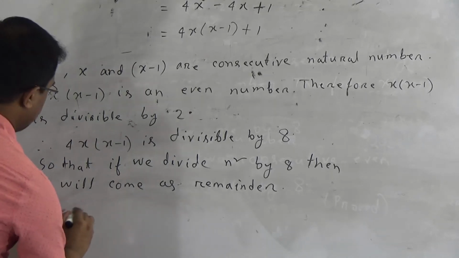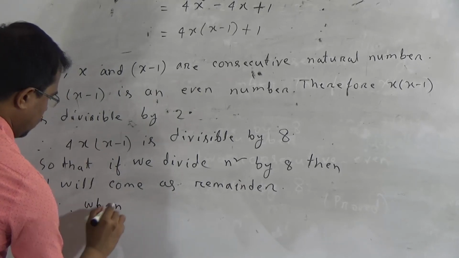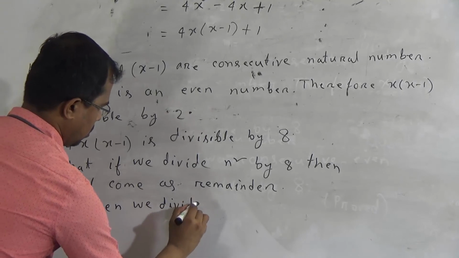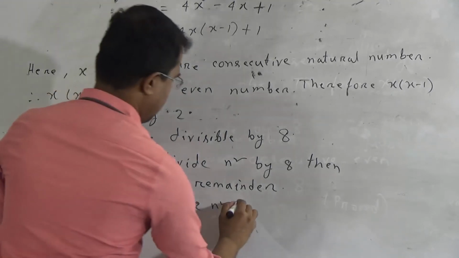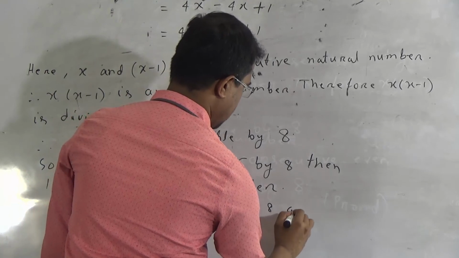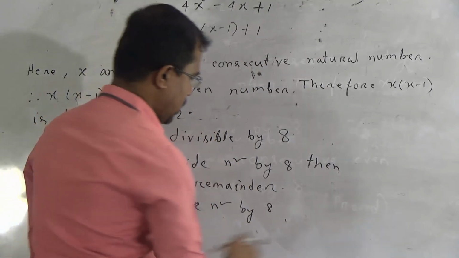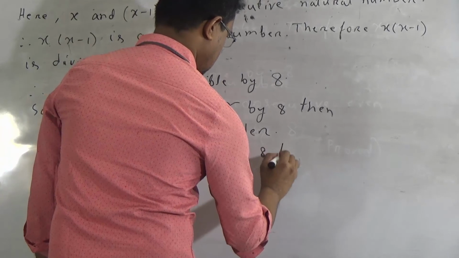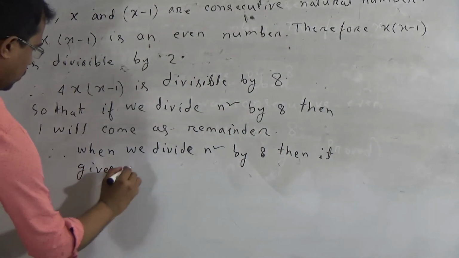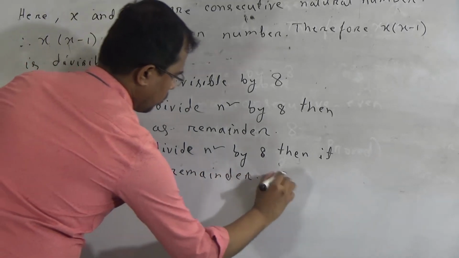Therefore, when we divide n square by 8, it gives 1 as remainder. Proved.